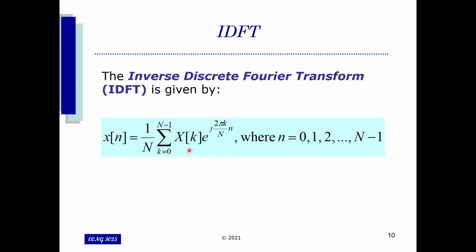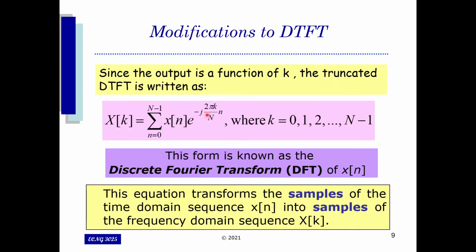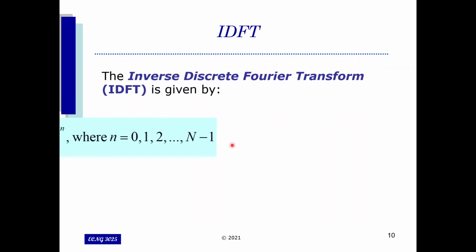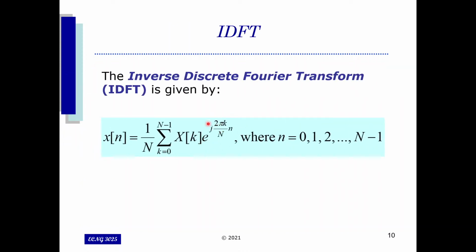The general equation just remains the same, and you just swap x of k and x of n on the left hand side or the right hand side. The only difference with the exponent here is that in the DFT this exponent is to the negative power, and in the inverse discrete Fourier transform, this exponent is to the positive power.